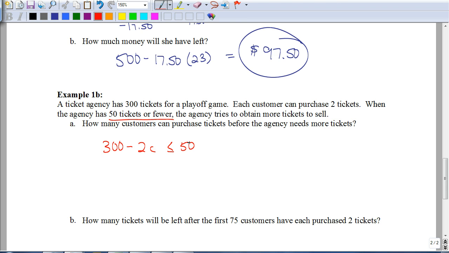So now why don't you guys take and solve this inequality on your own. So pause the video and hit play when you're ready to check your answer.